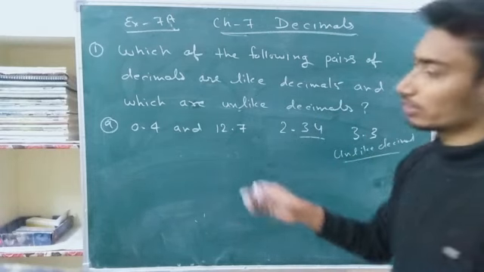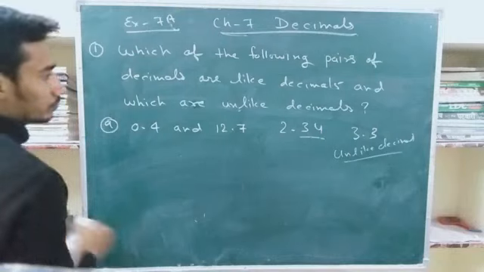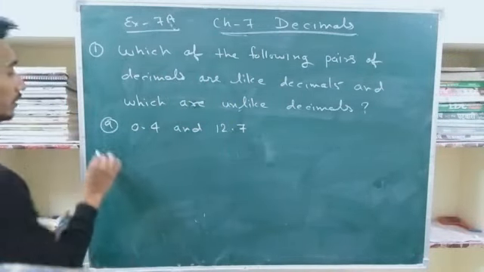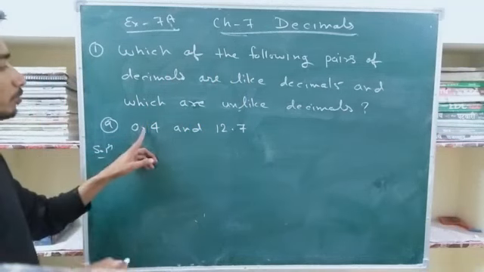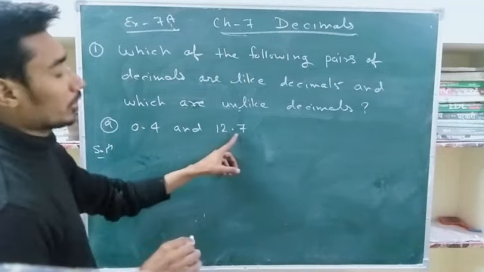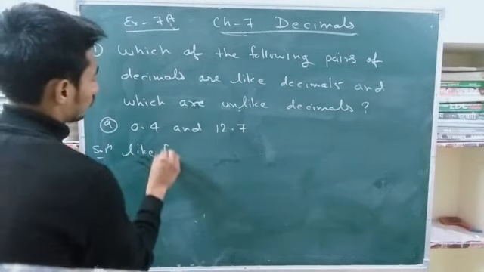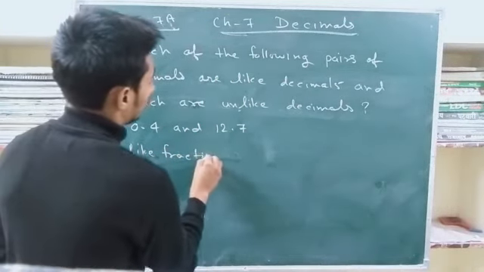The similar case is here: 0.4 and 12.7. After the point, how many digits? One. After the point, how many digits? One. So these are called like fractions.